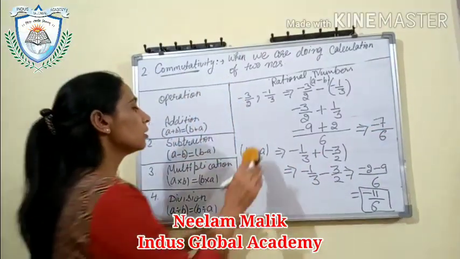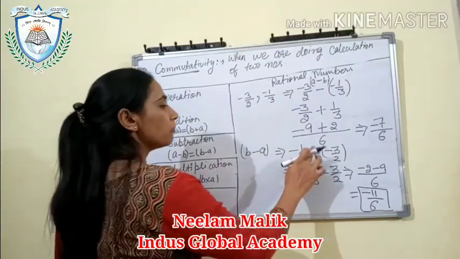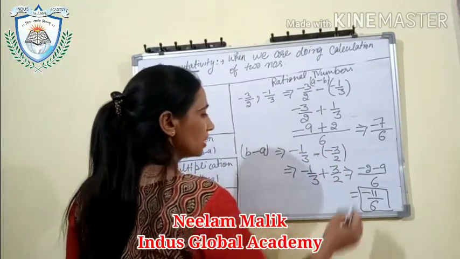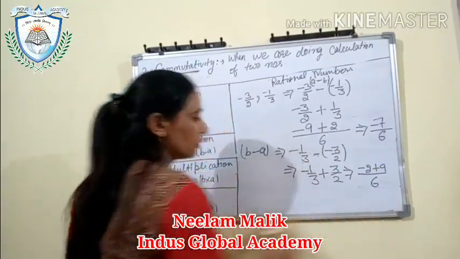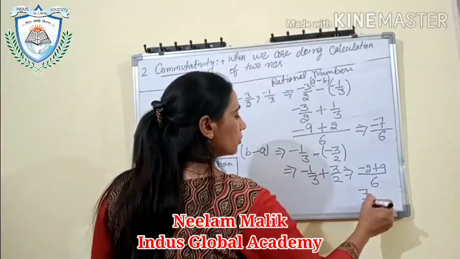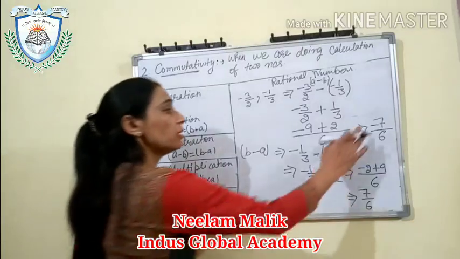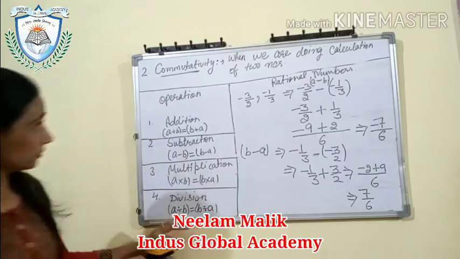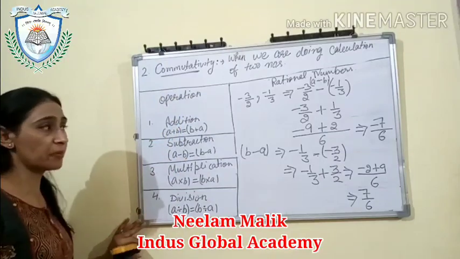Now check it for b minus a. So this is your b minus a. Minus minus will be plus. So now what will you get? Here I will get 7 upon 6. Both are not same. That is minus 7 upon 6, and it is 7 upon 6. So they are not same. So we will say rational numbers are not commutative under subtraction.